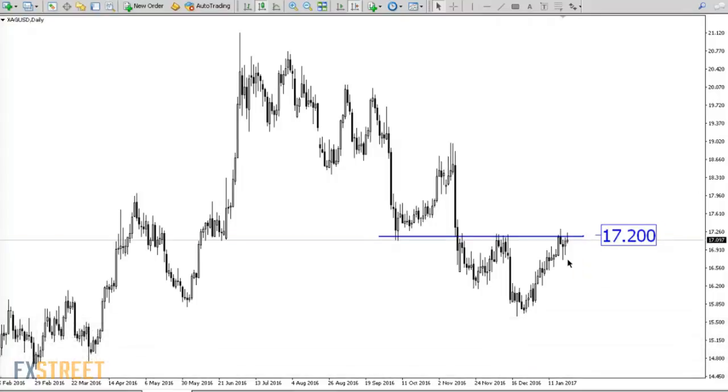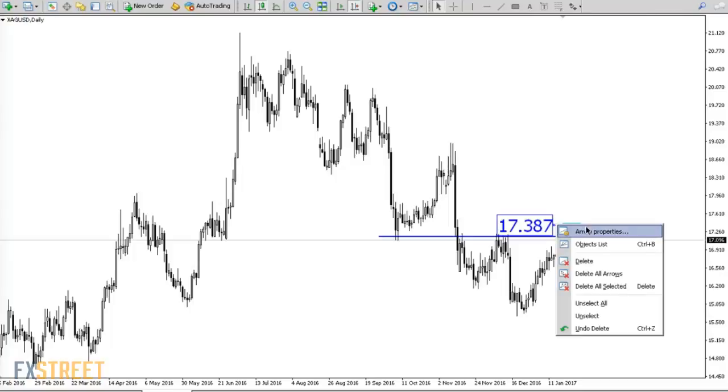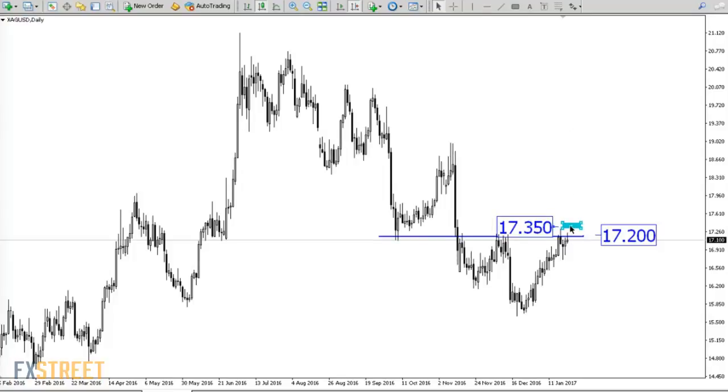So the decision region remains unchanged at 17.2. Here comes the potential trade that you can consider when the price closes above, into the blue box, above the shadow. It is about 17.35, 15 cents above the decision region, thereabouts.